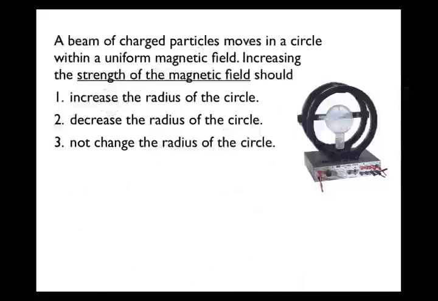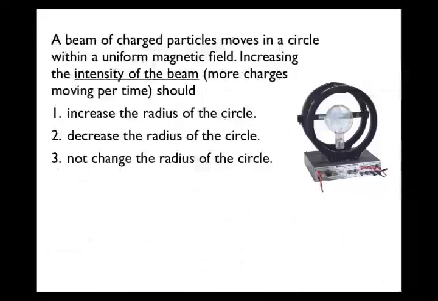A beam of charged particles moves in a circle within a uniform magnetic field. Increasing the strength of the magnetic field should do what? The correct answer here is that it decreases the radius of the circle. Experimentally, you see this by sending more current through these coils, and again, I'm hopeful that you experimented with that a bit in the lab. But if you make the magnetic field stronger, that makes the force that's applied to the moving charges also stronger, and that makes the radius of the circle that they turn within actually decrease.